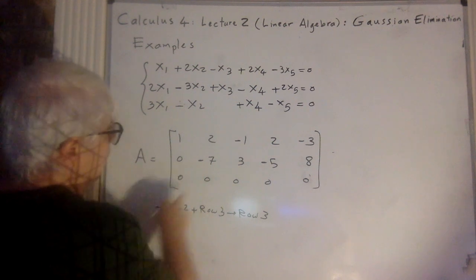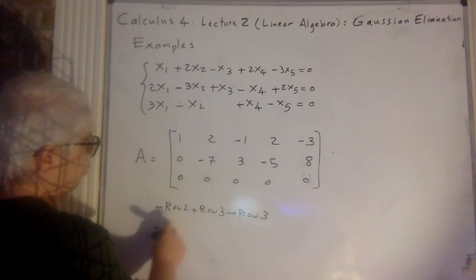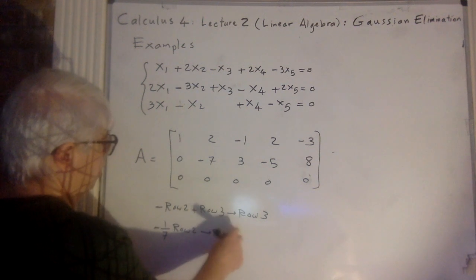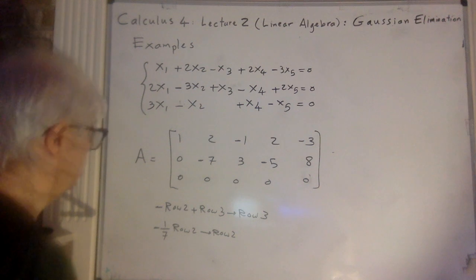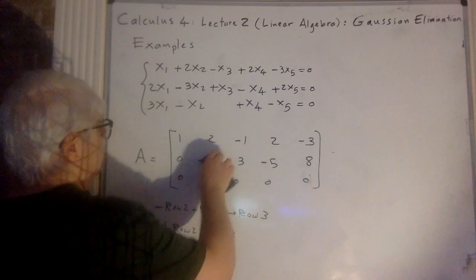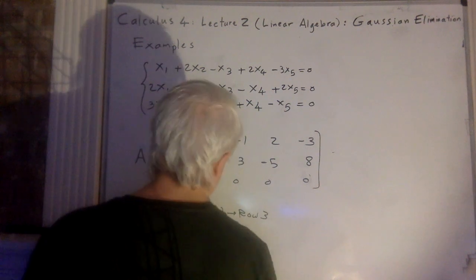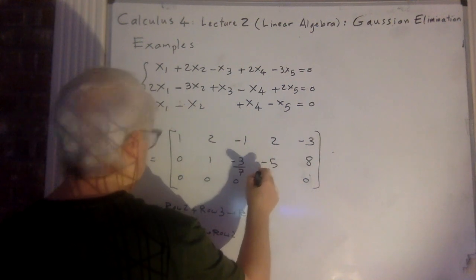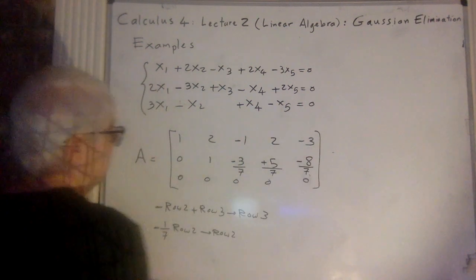Next, I will divide this second row by negative 7. So minus 1 over 7 times row 2 goes to row 2. Okay, so this will be 1 here. That is minus 3 over 7, right? Minus 3 over 7. That is plus 5 over 7, minus 8 over 7.